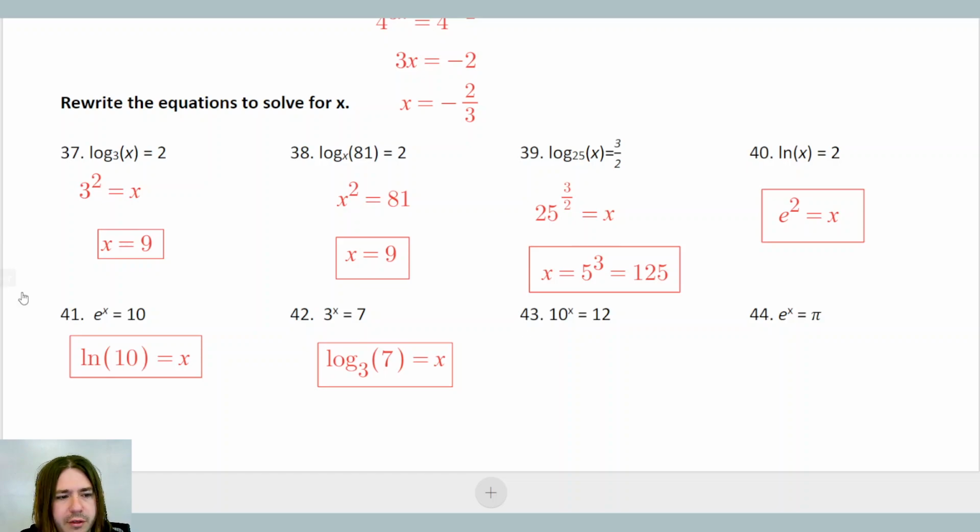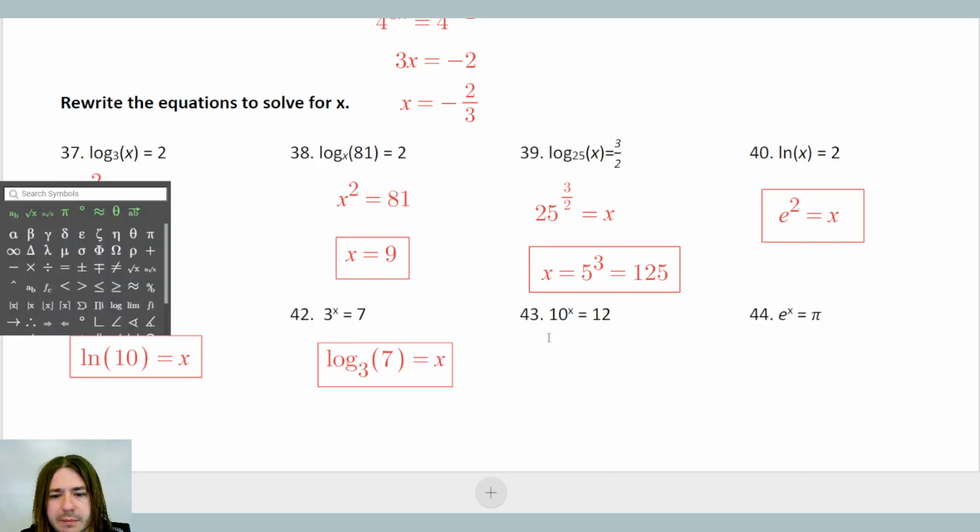For 43, we've got 10 to some power equals 12. Normally I would write log base and then whatever number this is, so I would write log base 10, but 10 is our common log, so we don't have to write that. We're just going to say log base 10 of 12 is x.